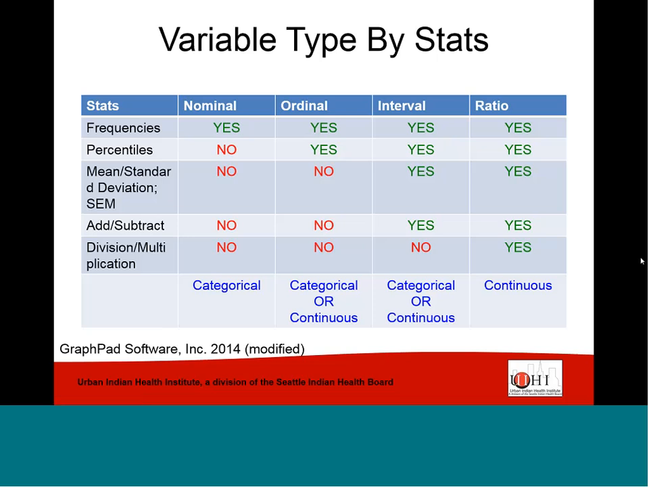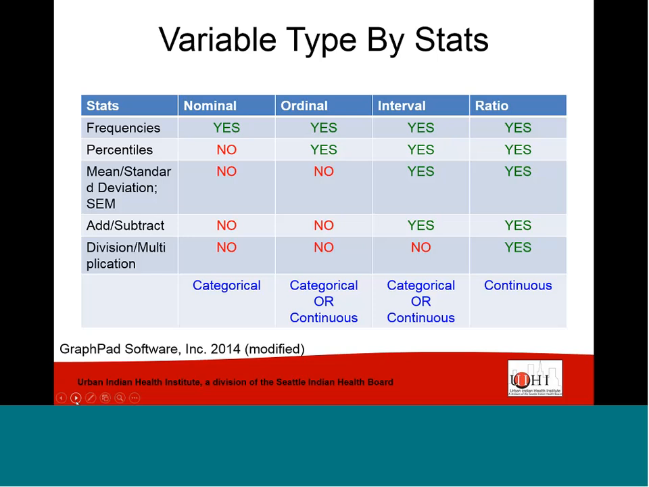And then finally, the ratio variable, again, is like the interval, but there is a true 0 point, like temperature. And so as you can see here, depending upon what category they're in, there are certain types of data that you can collect and certain types that you can't. So let's take nominal as an example.